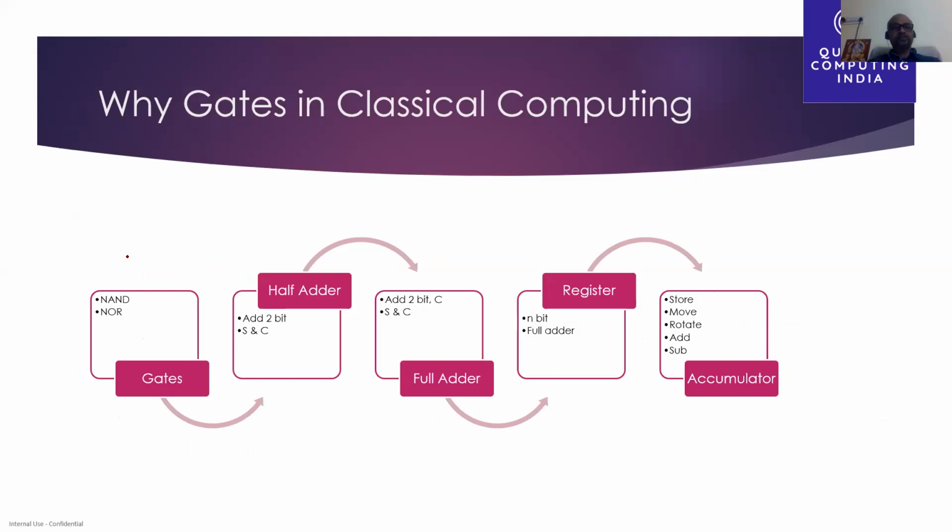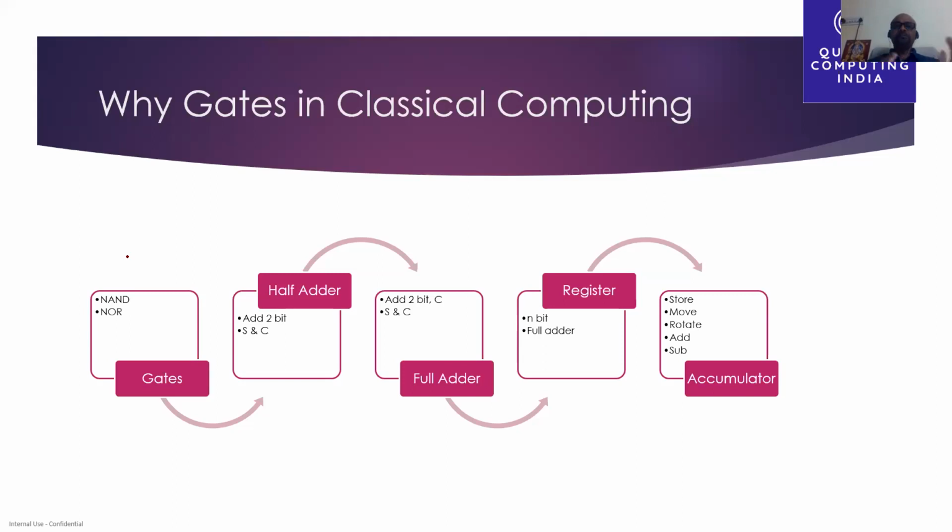Just to go back, it is an architectural hierarchy. Gates are used to build half adders, used to build full adders, used to build registers, registers are used in the accumulator, the accumulator is part of the arithmetic logic unit, the arithmetic logic unit is part of the microprocessor, the microprocessor is part of the CPU, which is part of your computer. Is it clear? Right. Let us take a pause here.